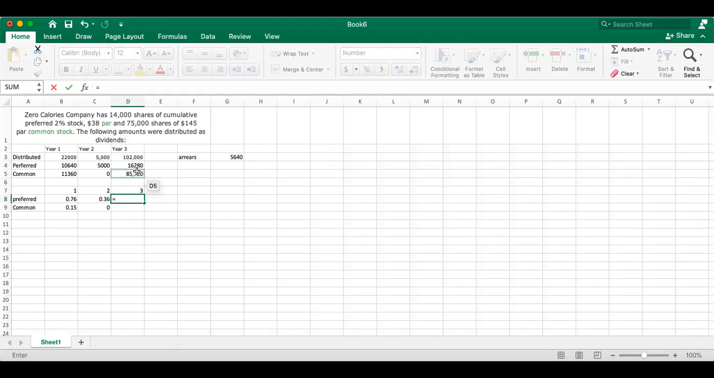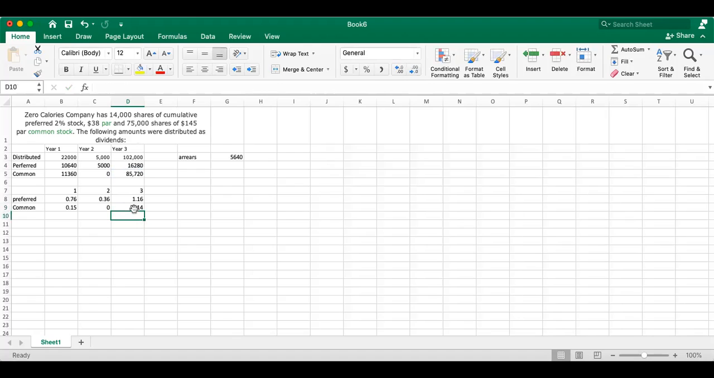Now from there I can go equal 16,200 divided by our 14,000 shares, because that's our preferred stock shares, as it shows right here, 14,000 preferred stock. Same with our common stock, this value right here. So that's going to equal 85,720 divided by our 75,000 shares, because these are our common stock.